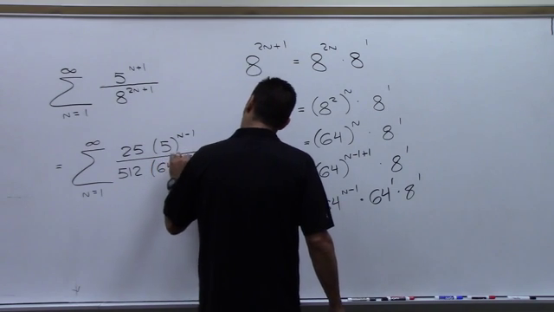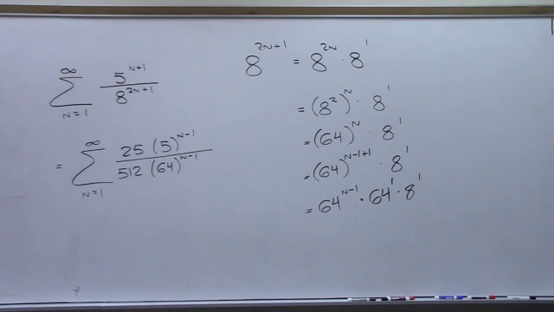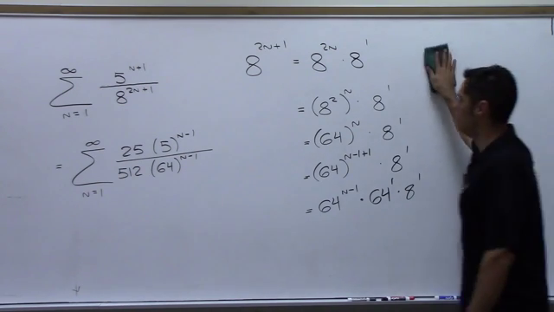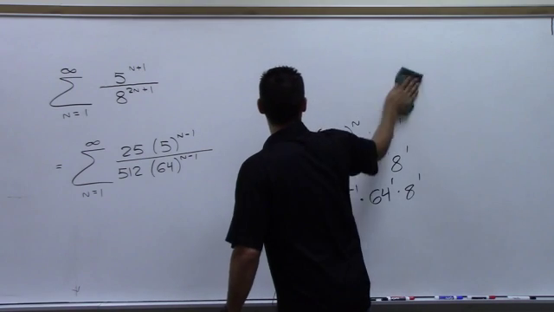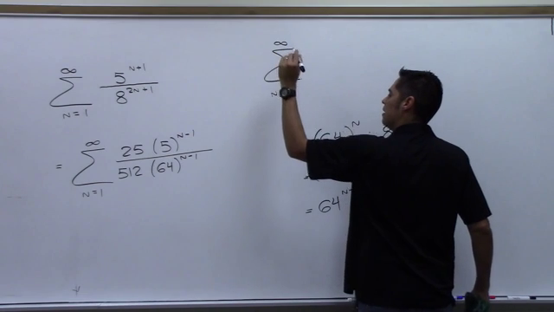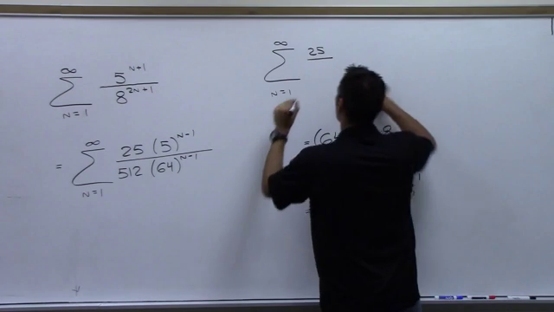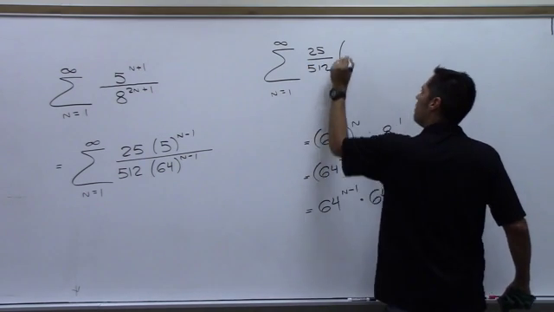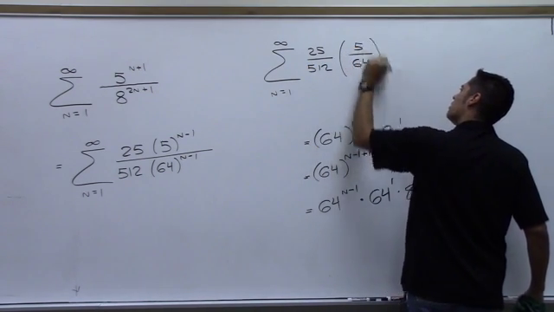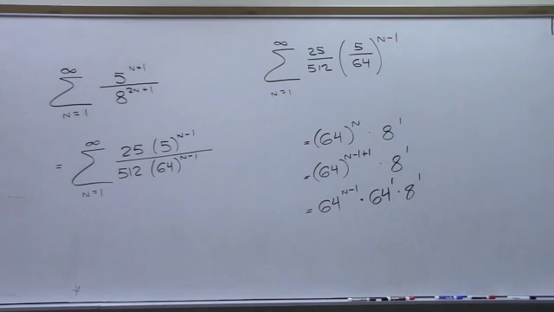64 to the n minus 1. We all good? Now the 5 to the n minus 1 and the 64 to the n minus 1 go together into one fraction. That's your r. Yay. And you got a, right? So sum n equals 1 to infinity of 25 over 512 times 5 over 64 to the n minus 1. And that is in your geometric series form that you need.